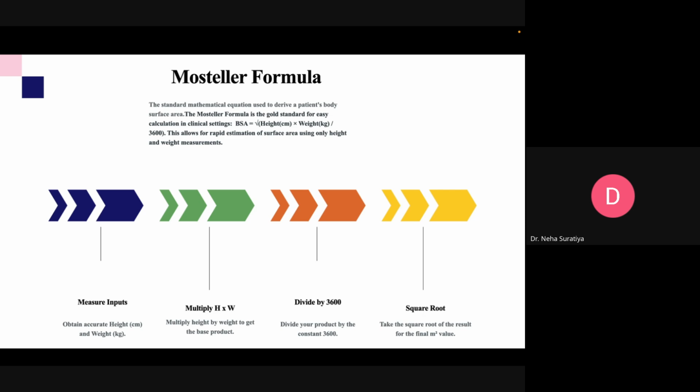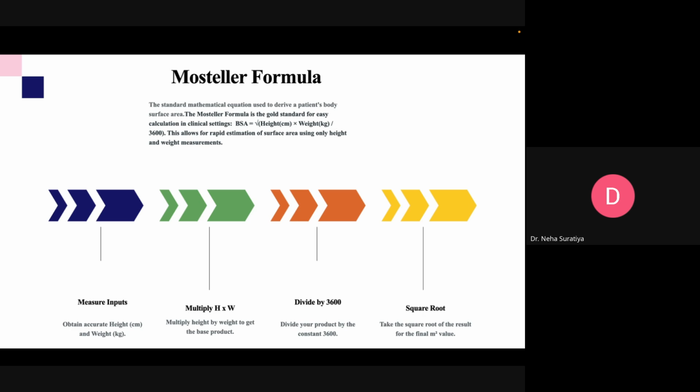We have for BSA a very popular formula, that is the Mosteller. Several formulas exist for calculating BSA. Let me tell you, we have a huge number of formulas for calculating BSA. Different reference books also suggest different types of calculation of BSA, but this Mosteller formula is most widely used in clinical practice.